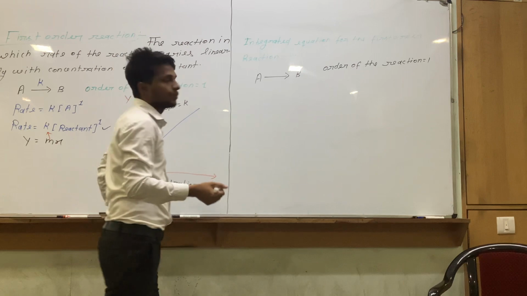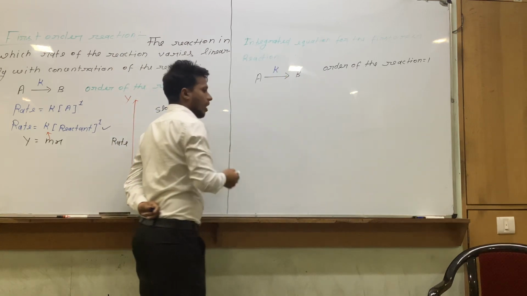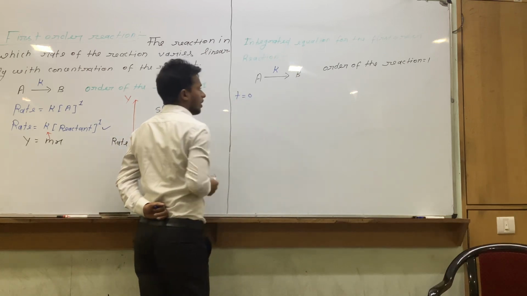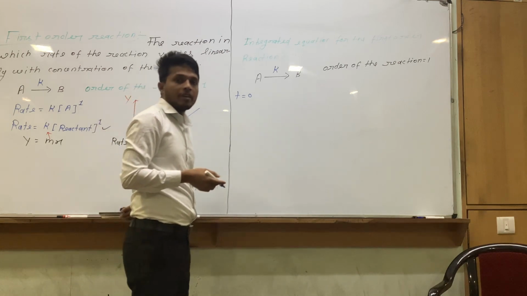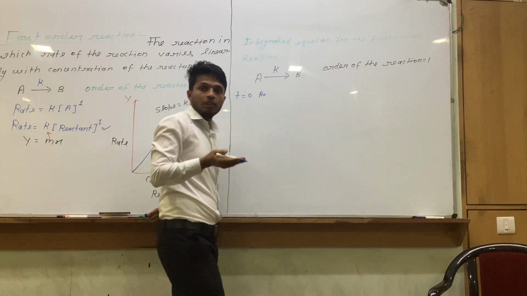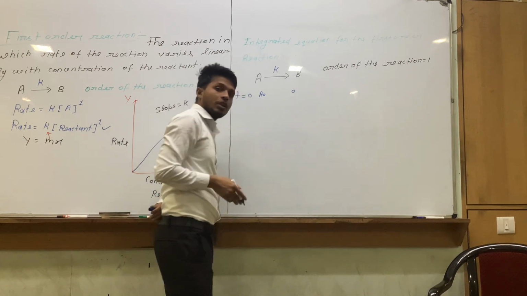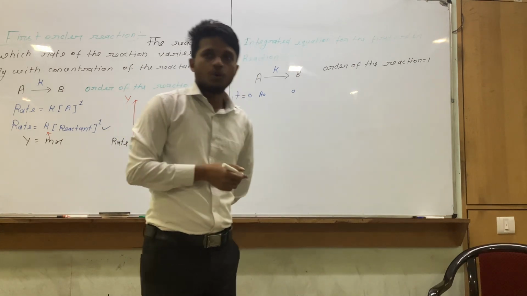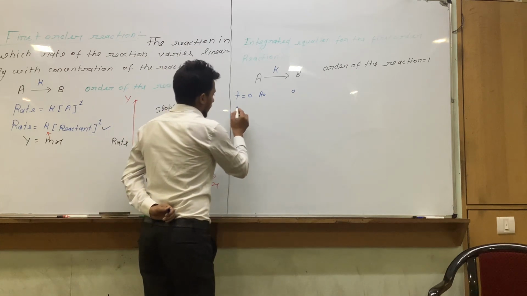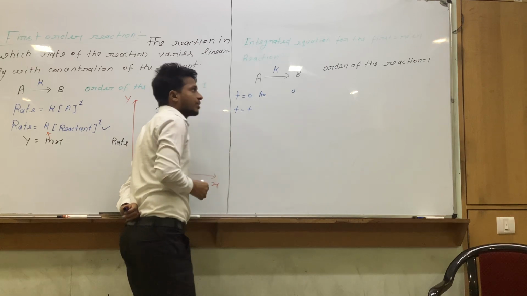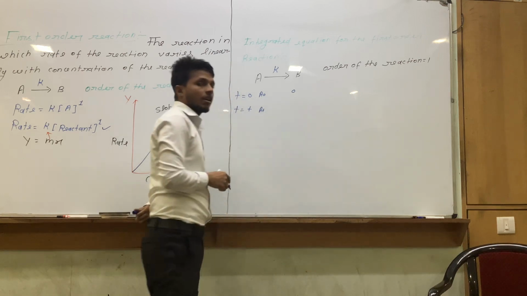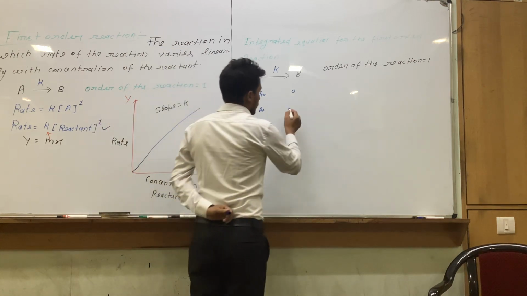Let us assume at time t is equal to 0, concentration of reactant is equal to A naught, and concentration of product will be 0, because at time t is equal to 0 the reaction will not have started. Now at any time t, let us assume concentration of reactant is equal to At, and concentration of product is equal to Bt.